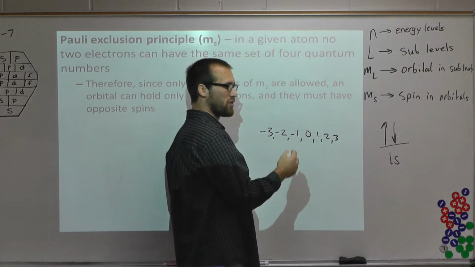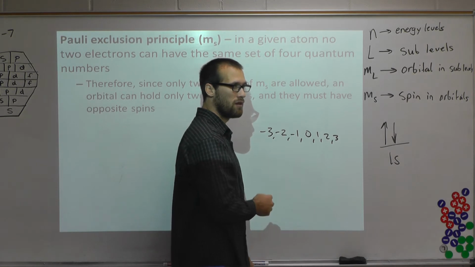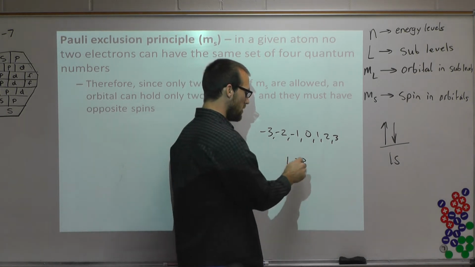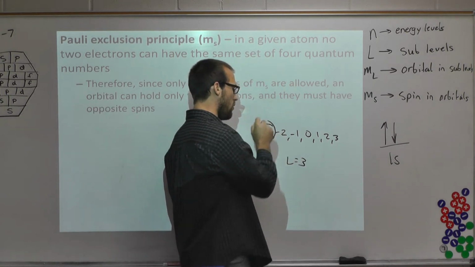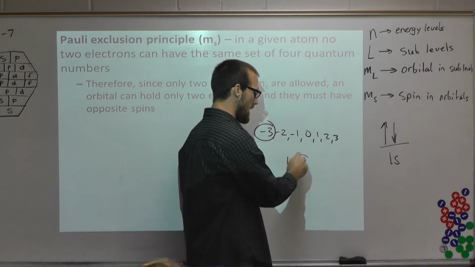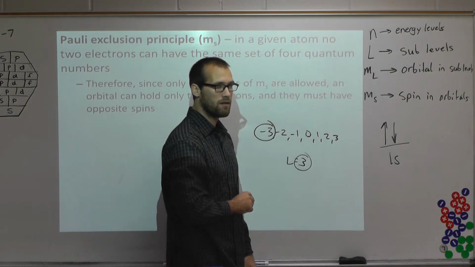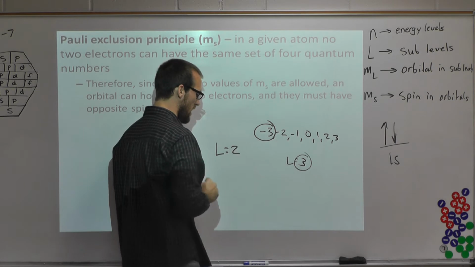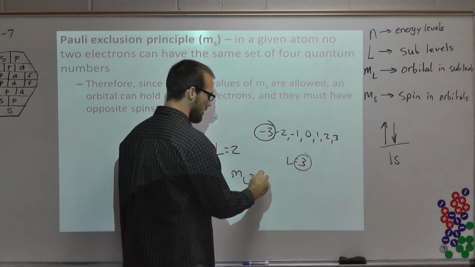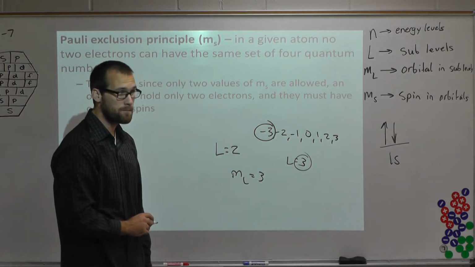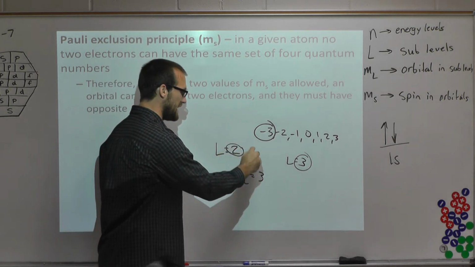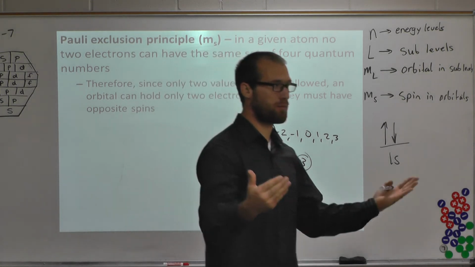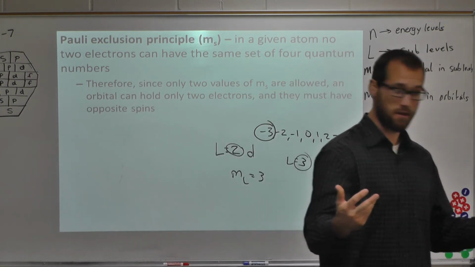But this would be only if I was referring to what sublevel? F, or an L of 3. Now notice something. Your ML will never be greater than your L. So if I have an L of 2, I cannot have an ML of 3 or -3, because this represents D. D can only have 5 orientations, so you're not going to get to -3 or +3. Okay?